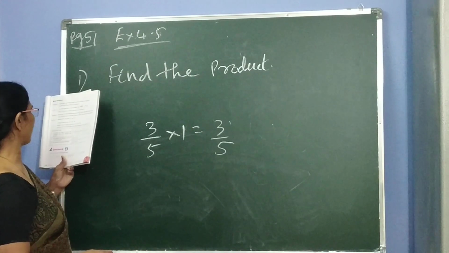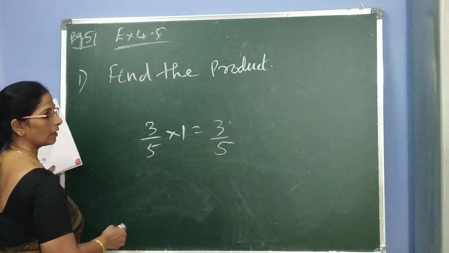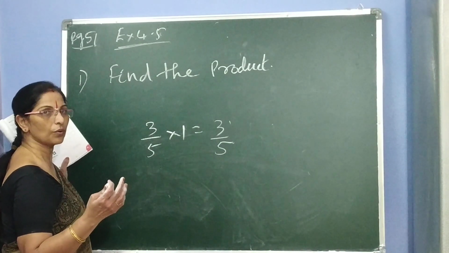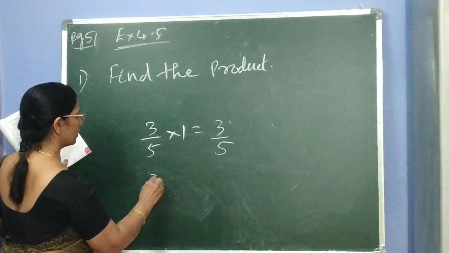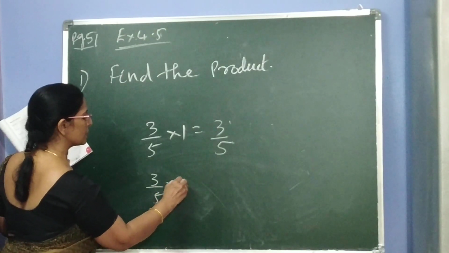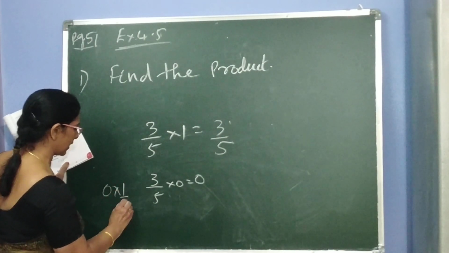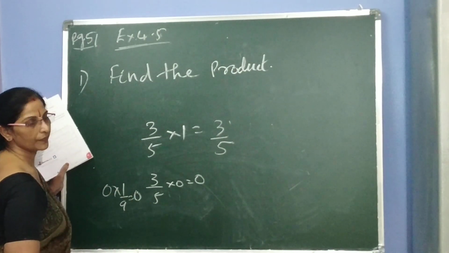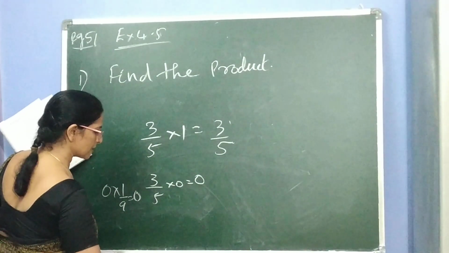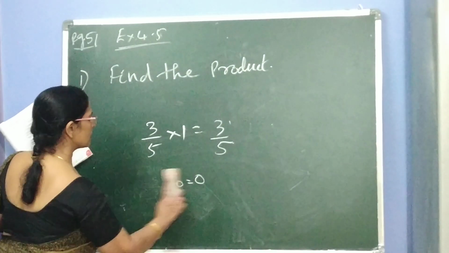The product of a fraction and 0 is 0. If you multiply any number with 0, the product is 0. 3 by 5 into 0 gives 0. Here 0 into 1 by 9 is equal to 0. If you multiply any number with 0, the product is 0.